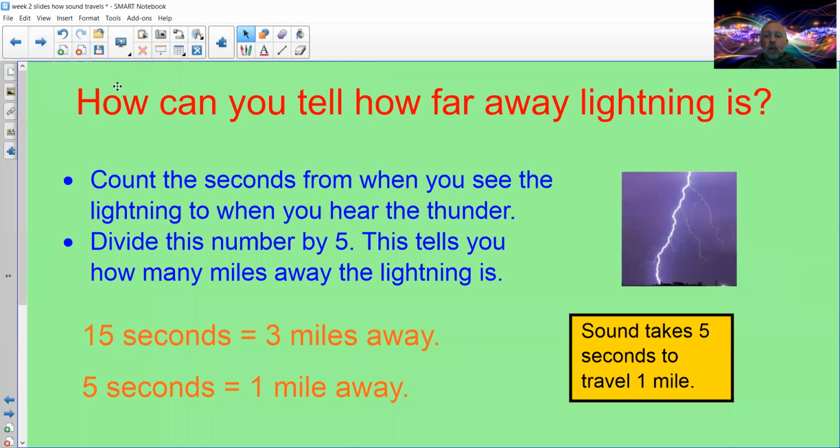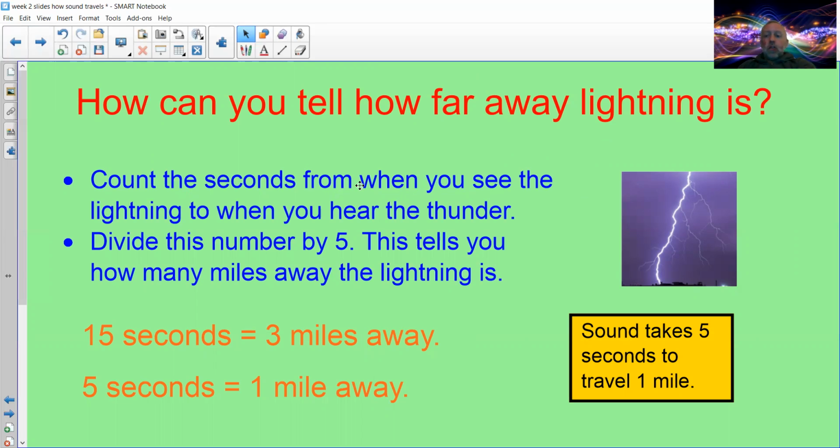Something else to think about is how can we tell how far away lightning is? There's a little trick. You might have seen people do it, but often people get it wrong. They count the seconds and then think that means how many miles. So if you're in a lightning storm, or you can hear some thunder and you want to know how far away that storm is, this is what you need to do.